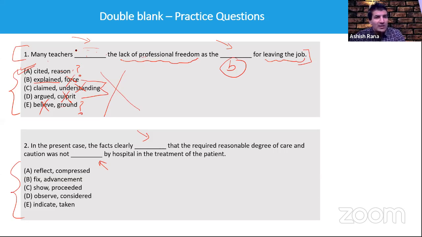What kind of word do I need here? Only when you have clarity about what kind of word you need here, then you go here. So first I will try to not look at the options and try to put the word from my own vocabulary and then try to match it.